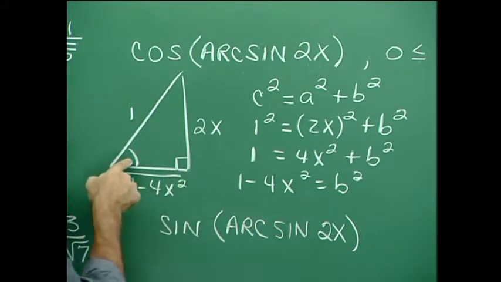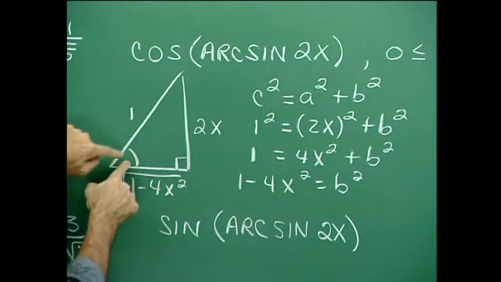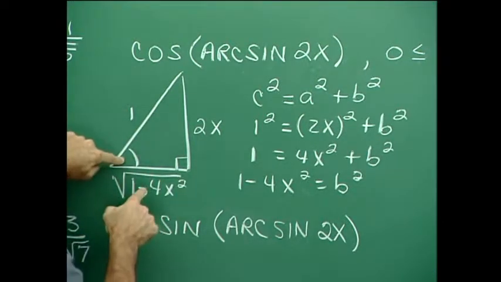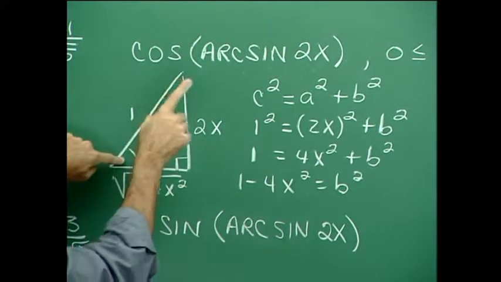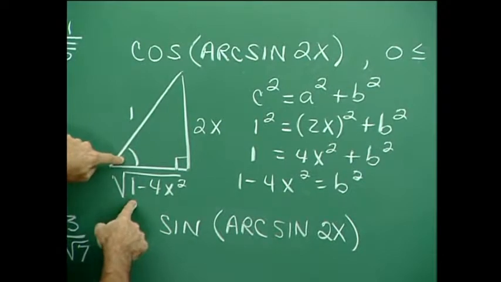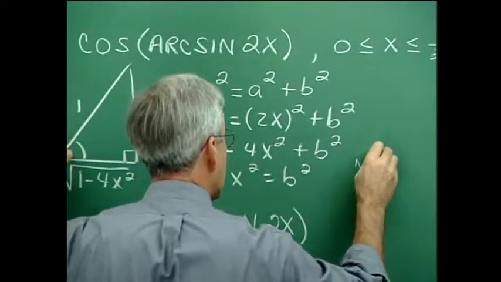And now we want the cosine of that angle, and the cosine is adjacent over hypotenuse, so it's this radical over 1, so it's simply that radical. So the cosine of the arcsine of 2x would be the square root of 1 minus 4x squared. And we write our answer somewhere out here, I guess.